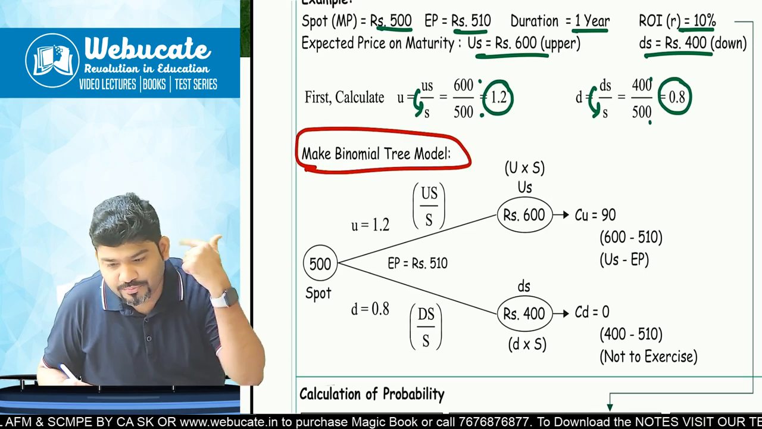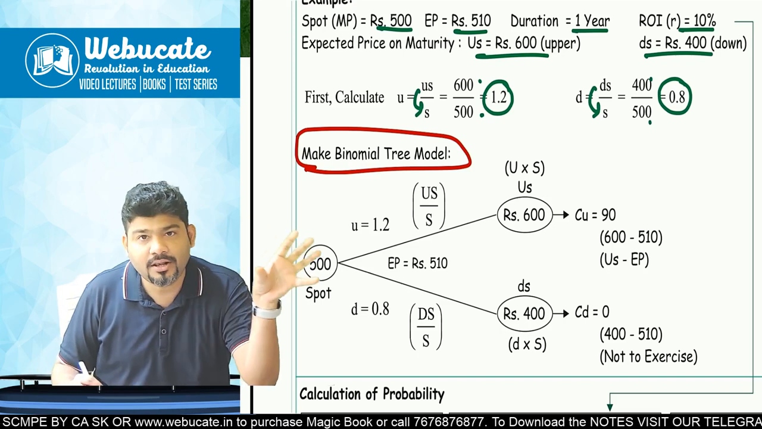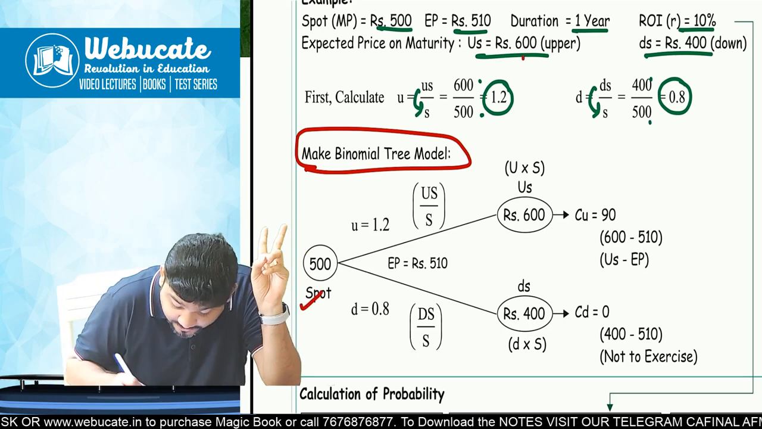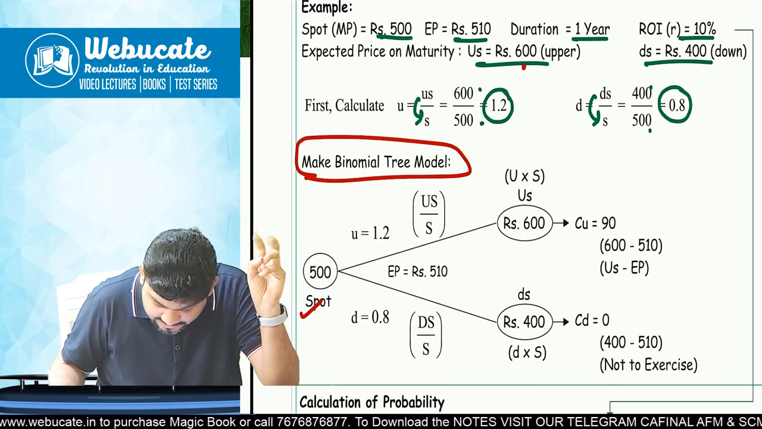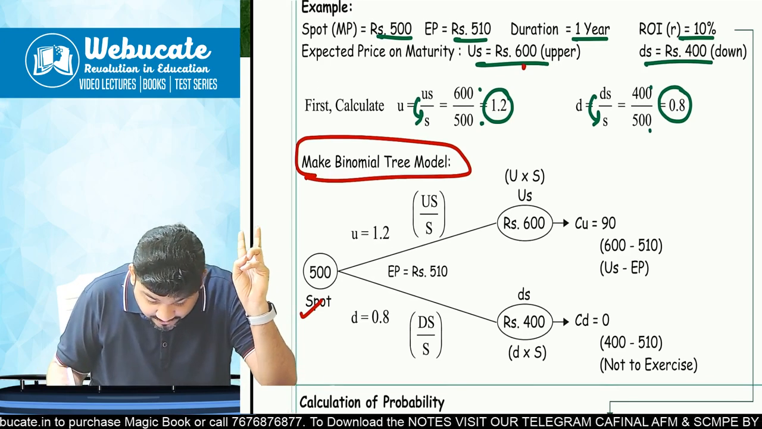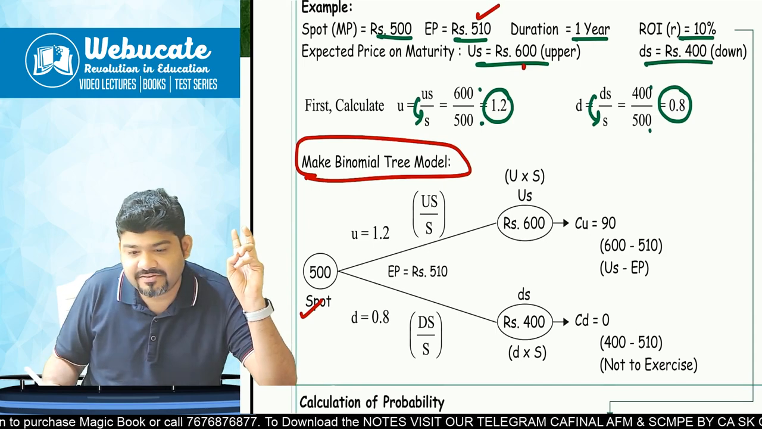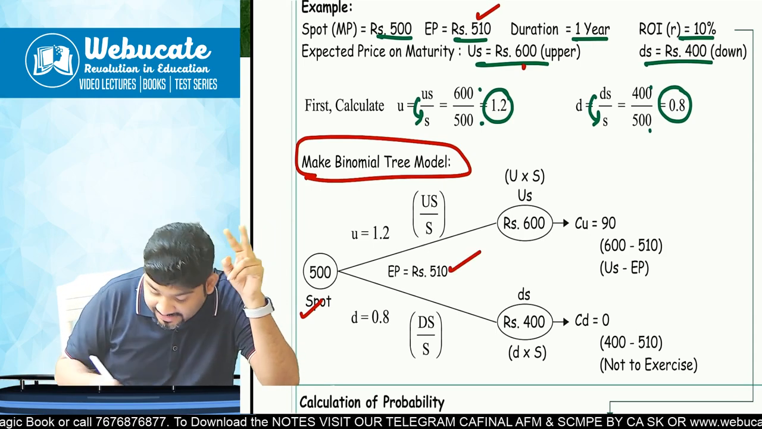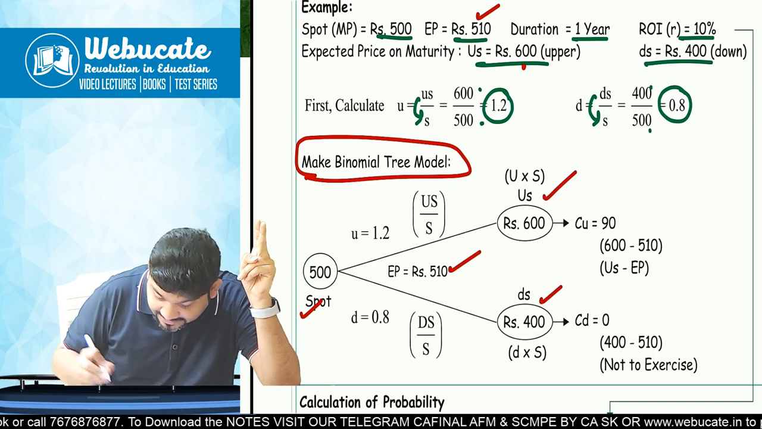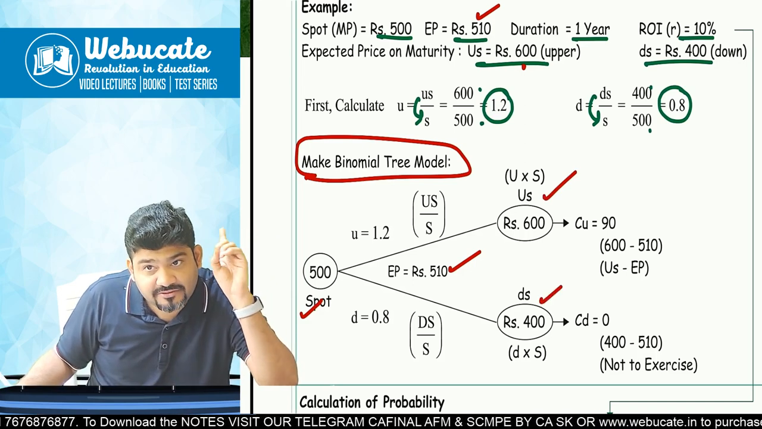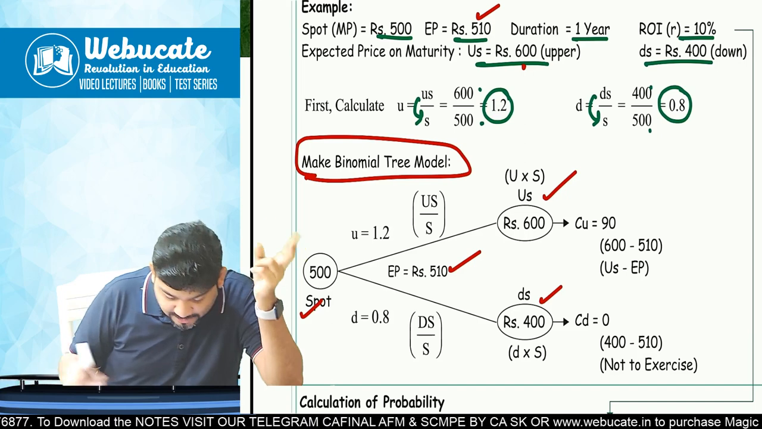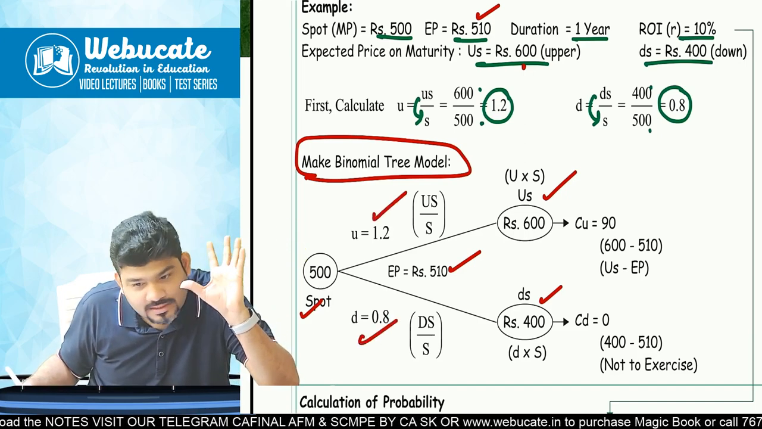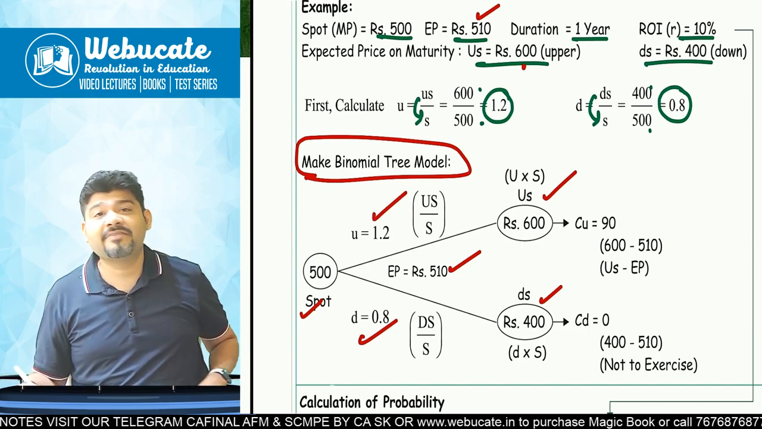How do you make the binomial tree model? Spot written. Exercise price given in the question. Is it given in the question? Yes, EP, 510. First, write down the US, then the DS. US written. DS written, given in the question. If you have US, if you have S, you will be able to calculate the U. You will be able to calculate the D. Clear till here? Now missing is P and 1 minus P.